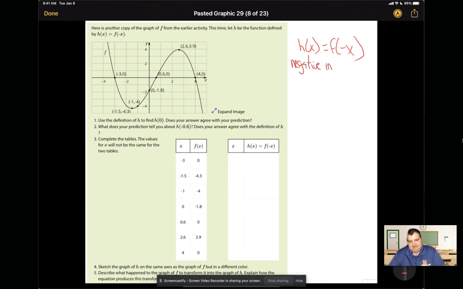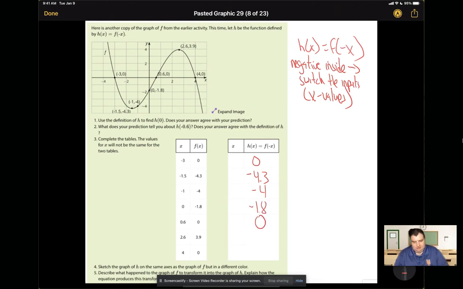is inside, so we're going to switch the inputs, which are the x values. Okay, so what that means is that the outputs are going to stay the same. So 0, negative 4.3, negative 4, negative 1.8, 0, 3.9, and 0. So our outputs are going to remain the same.